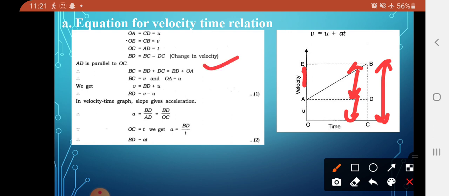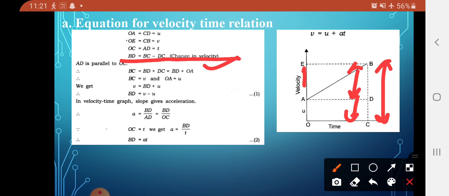Then BC, this is our BC, it is nothing but the final velocity. So BC is equal to V, whereas OA is nothing but the initial velocity. So V is equal to BD plus U, by considering BC is equal to V and OA is equal to U. So BD is equal to V minus U. Okay, so here BD is nothing but the change in velocity.